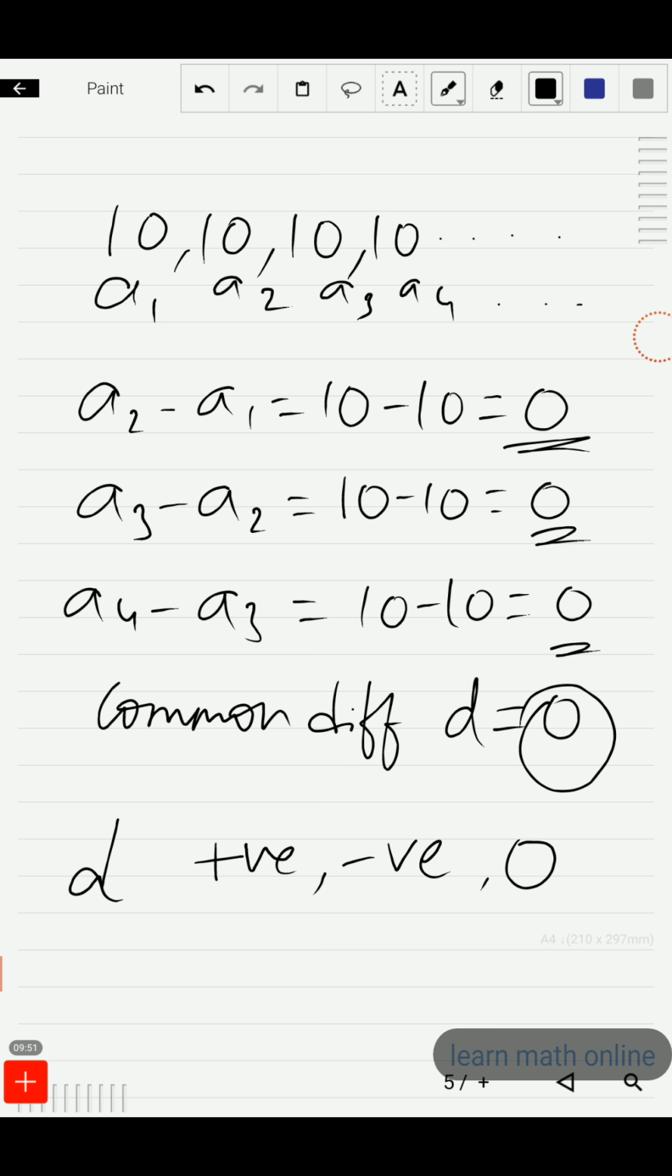Alright, so I hope the video was helpful. Okay, so in this video we learned what is an AP, and we looked at a few examples, isn't it? And common difference, what is common difference, and we also learned that common difference can be positive, negative, and it can also be zero, isn't it?